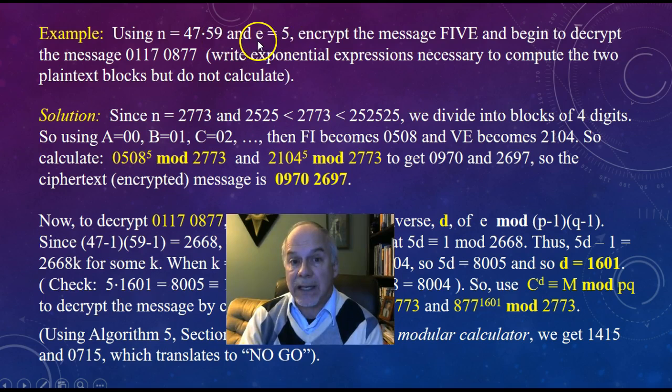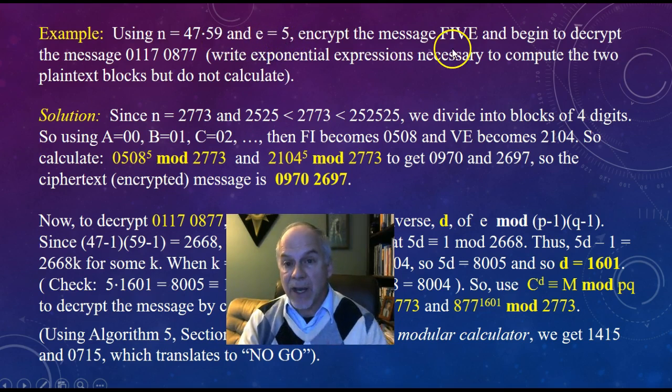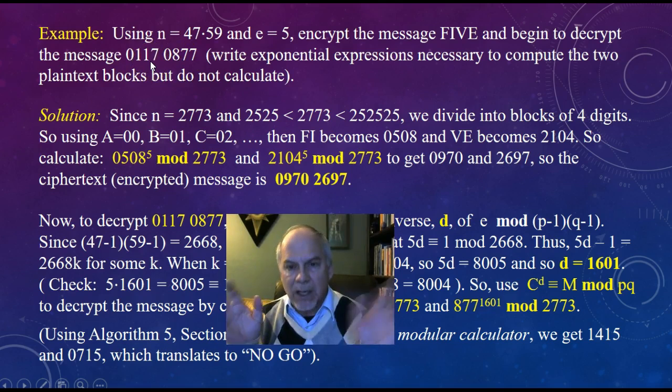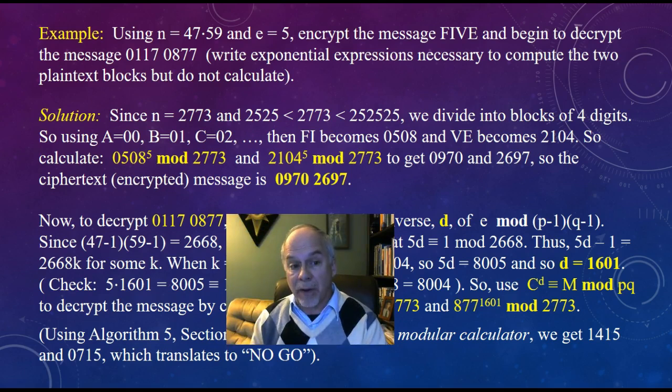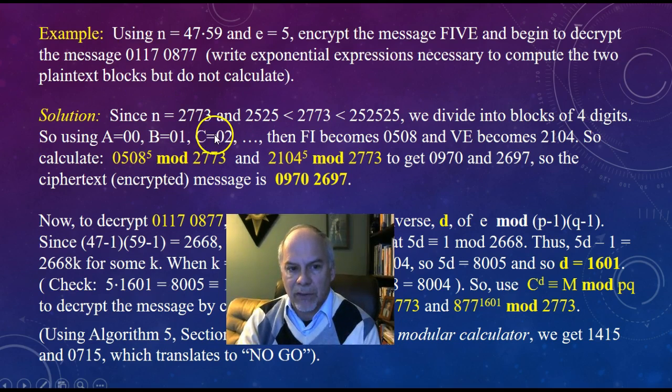And then E, the exponent, is the number 5. We're going to encrypt the message FIVE, 5, and begin to decrypt the message 01170877. Now this is two different problems, really. We're encrypting the message 5, and then the other part of the problem is to decrypt another message, which is 01170877.